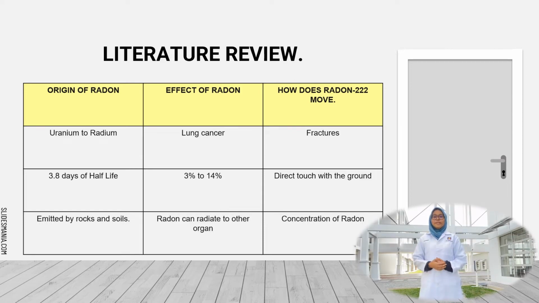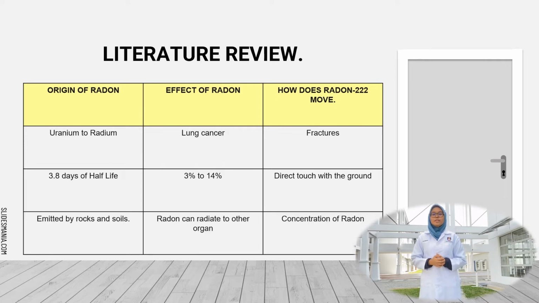The next point is the effect of radon. Radon 222 does not have much of a bad effect on humans. One of the main effects of radon on humans is lung cancer. Radon is believed to cause between 3% to 14% of all lung cancer in a country, depending on the national average radon level and smoking prevalence.